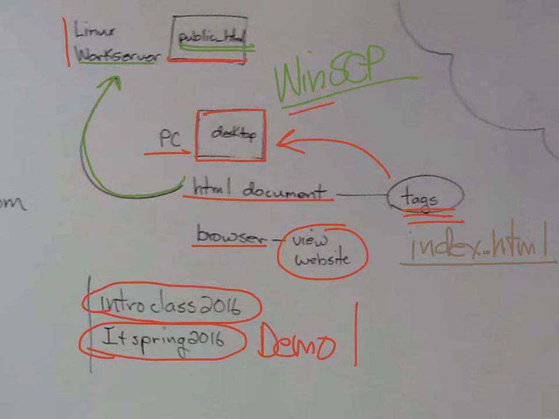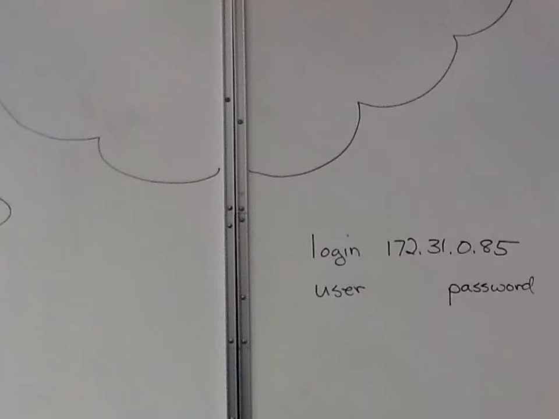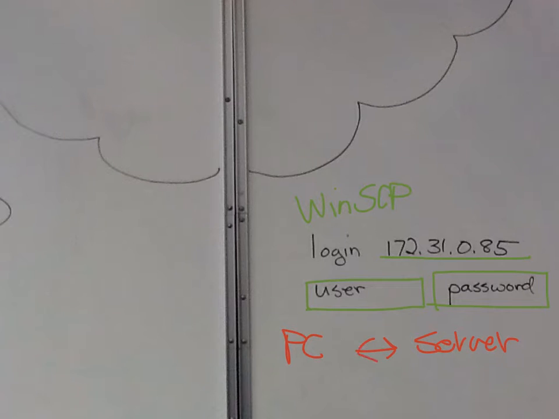Then we used this to edit the page. So WinSCP, secure copy. We use this local private address. We entered the user, and we entered the password. Then we had a pane that showed us the PC, and then another one that showed us the server, and we were able to copy files between the two securely.